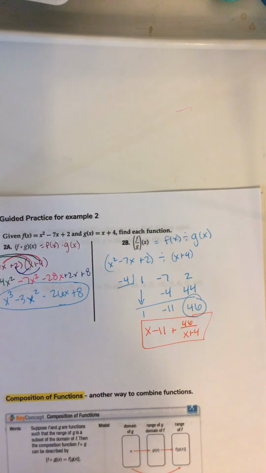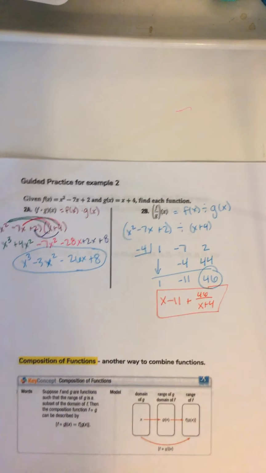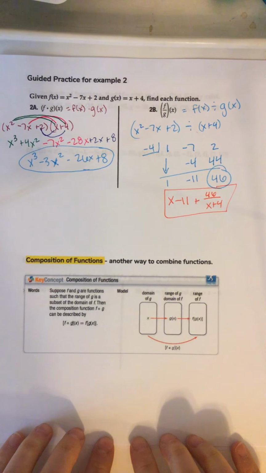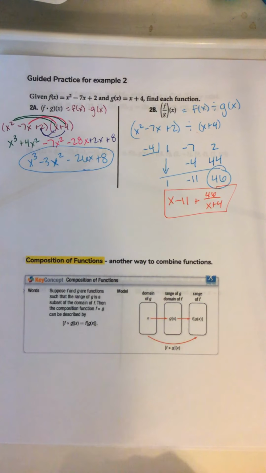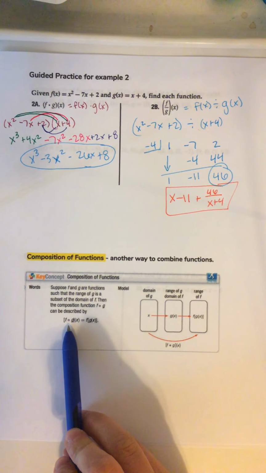And that would be our final answer. And that's our review of the basic operations with functions with that new notation. The reason we're introducing this new notation is because now we're going to start talking about composition of functions, which is just another way, not adding, subtracting, multiplying, or dividing, of combining functions together. And the notation for this looks like this, when we use that little o right here.